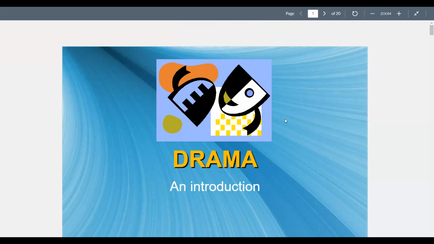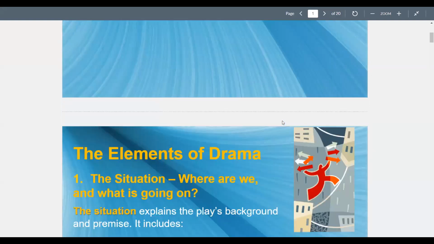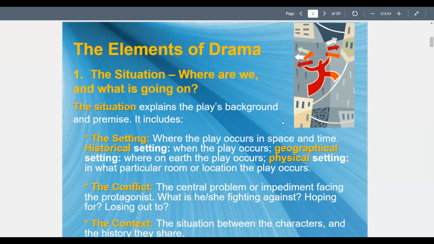It is just on the drama module on those 3 plays, plus the information from what drama is and the differences with British Renaissance drama. So there are different elements of drama, just like with short stories and poetry. The first one being the situation. Where are we and what is going on? And it explains the background and premise, like the exposition of a story.